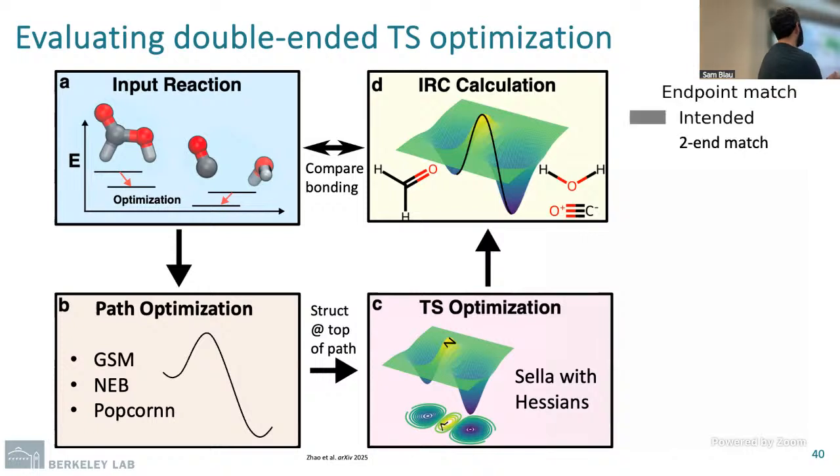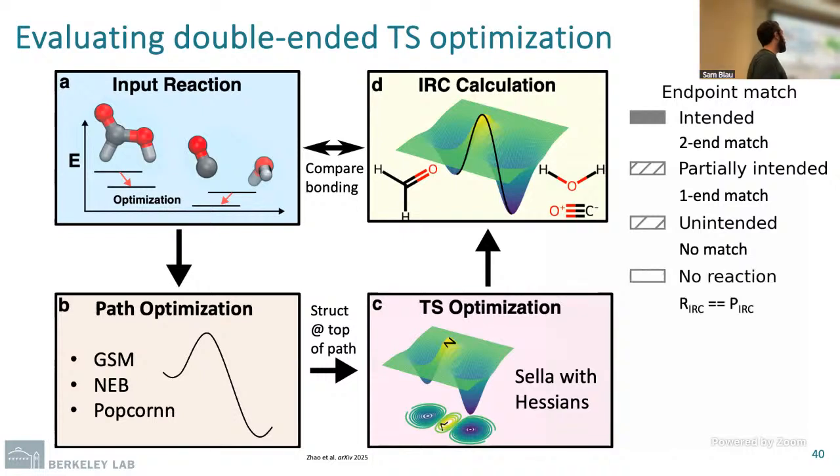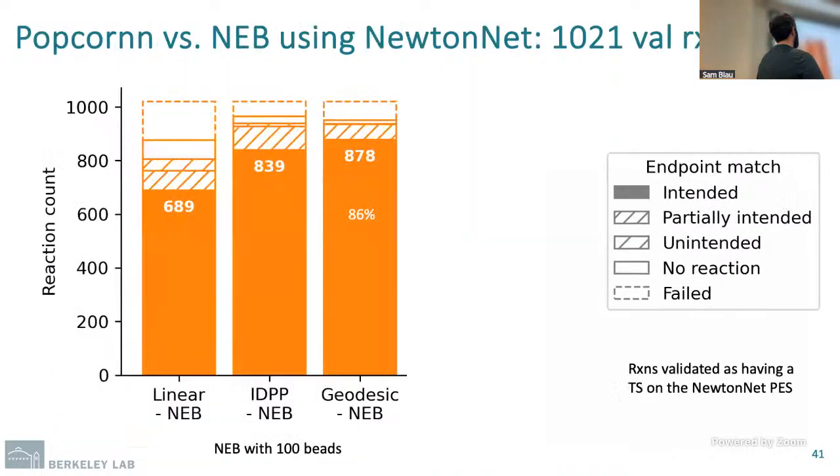And so what you can get is a 2-end match. You got exactly the endpoints that you wanted. A partially intended, you got one of the endpoints you wanted and one not so much. No match, where neither endpoint looks like what you wanted. Or you get no reaction, right? Where the endpoints are the same bonding graph. And of course, you can also fail. So these are the 5 possible outcomes, and I'm going to show you a bunch of bar charts of outcomes on these different evaluation sets.